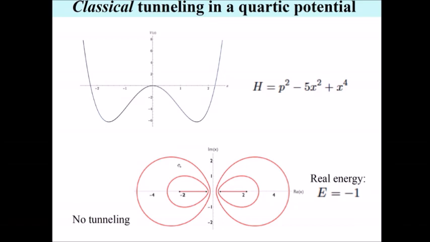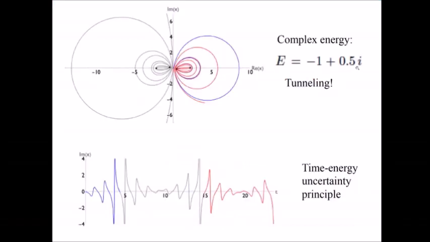And no orbit can go from this side to this side, okay? So it can't do that on the real axis, and it cannot do that in the complex plane. But if we make the energy complex, now the particle spirals around, it crosses over here, it goes into this well, it comes back out again. So the particle can tunnel back and forth through the complex plane.